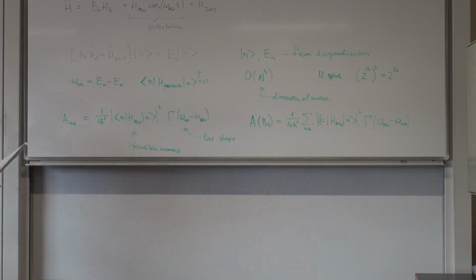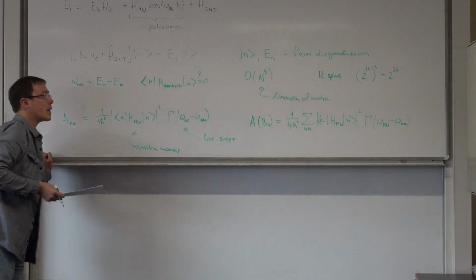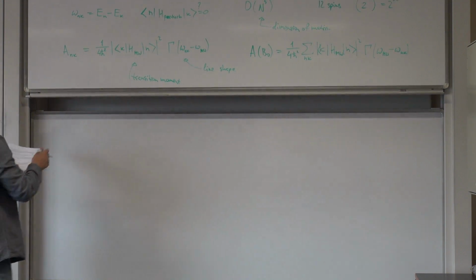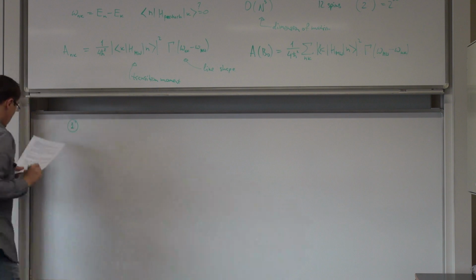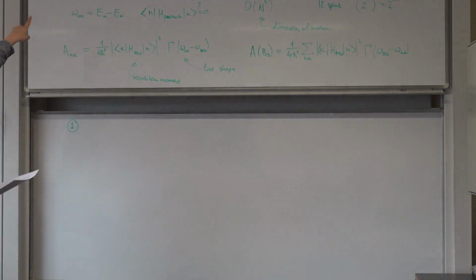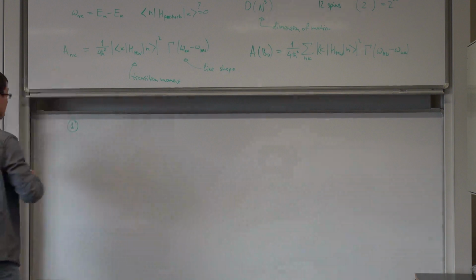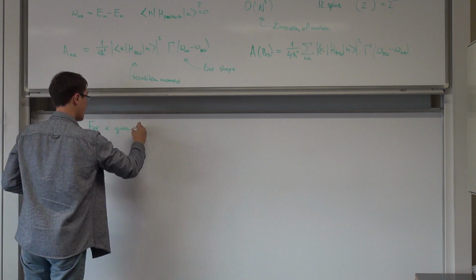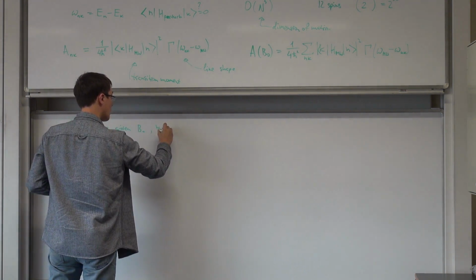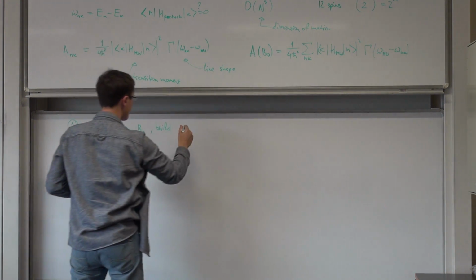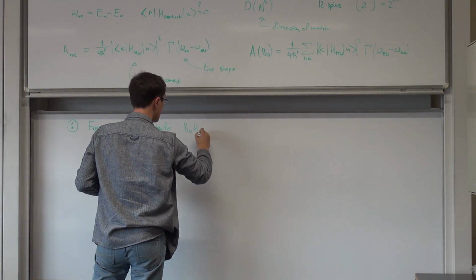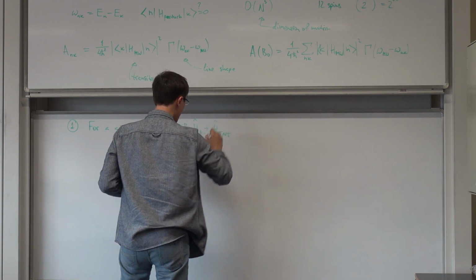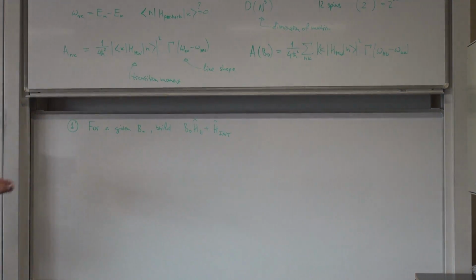Let us think about what's involved in here, and let us write down the flow chart of what we need to compute here. So, item 1: for a given value of B0, build the primary Hamiltonian, the unperturbed H0 plus H interaction. And building spin Hamiltonians, I've described this in great detail.